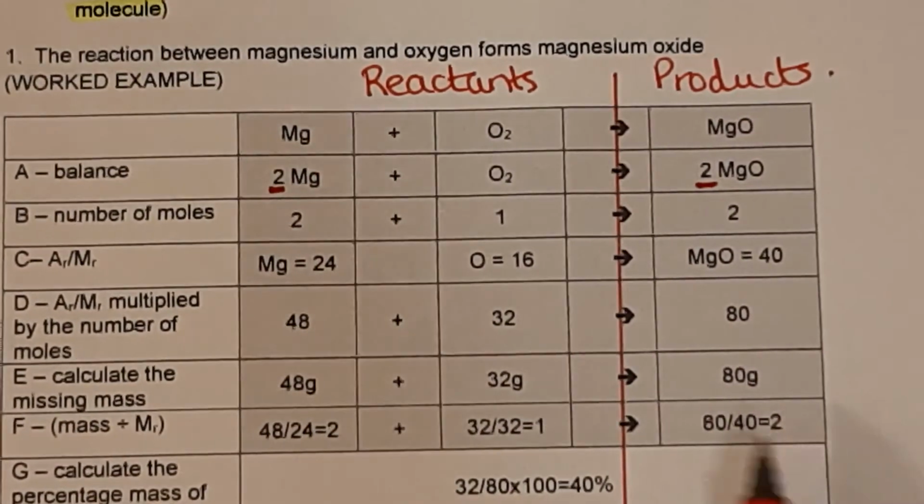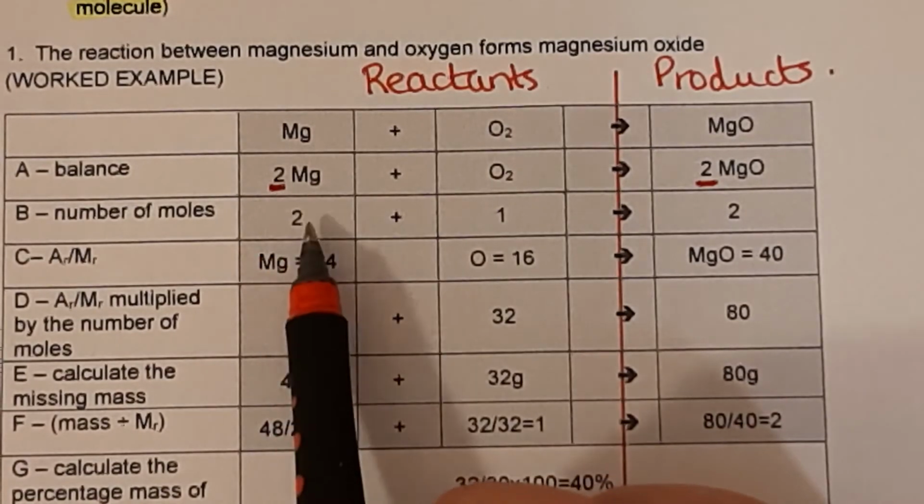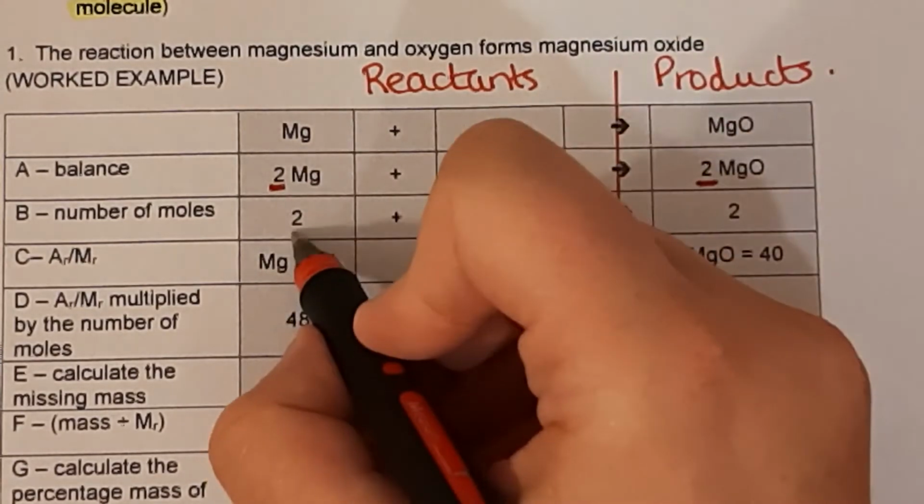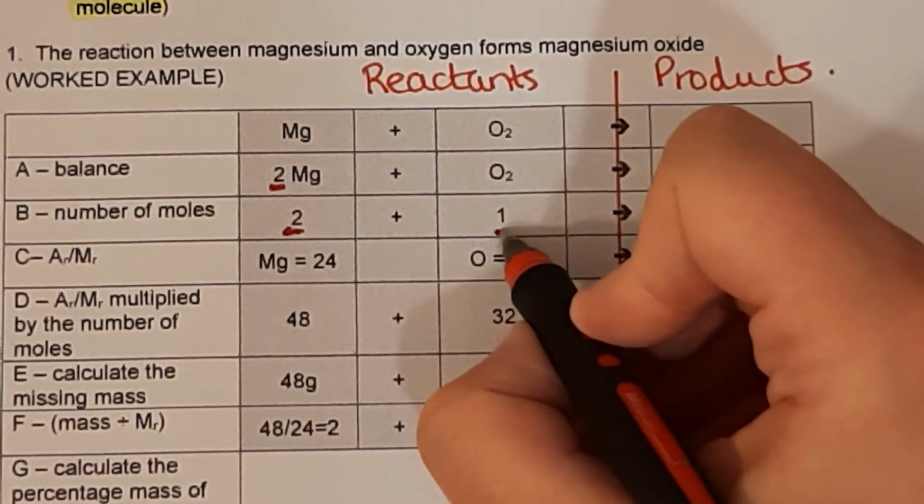Now, how many moles are there? Well, this one is really easy. What number did you write in front of your balanced equation? So 2, so it's the same number. We didn't write a number, so that's just 1 and 2.